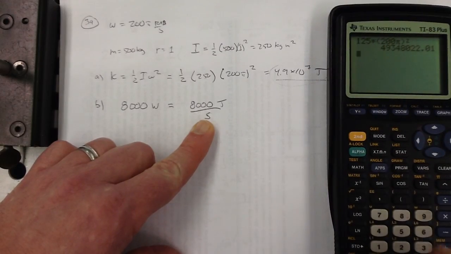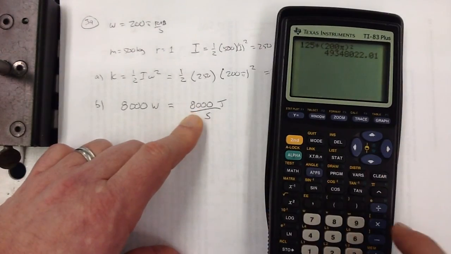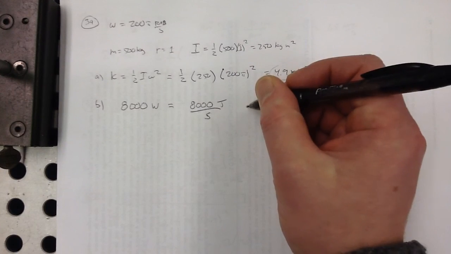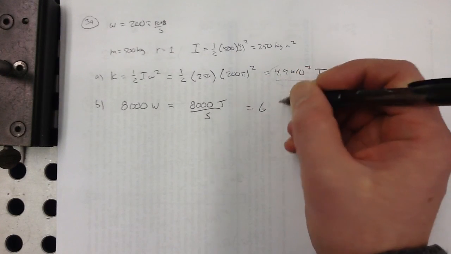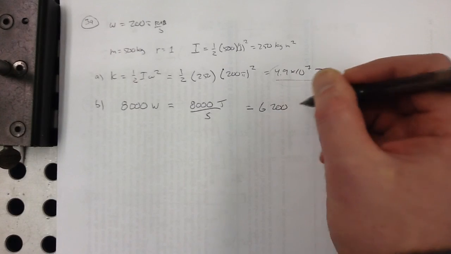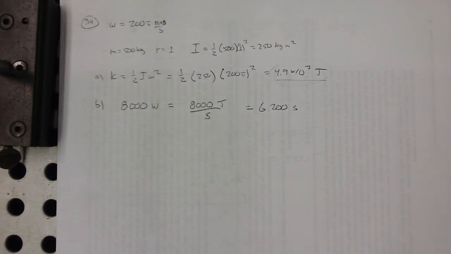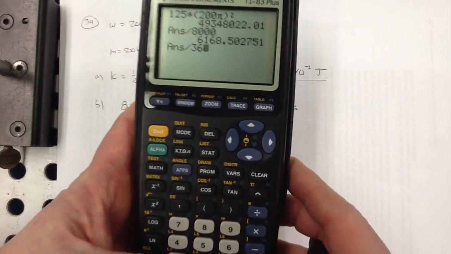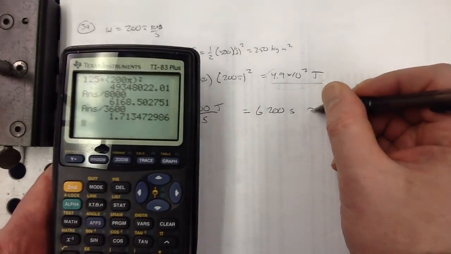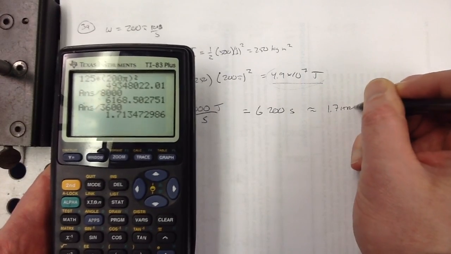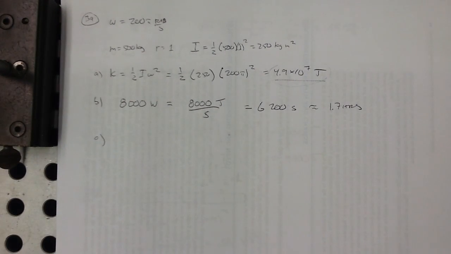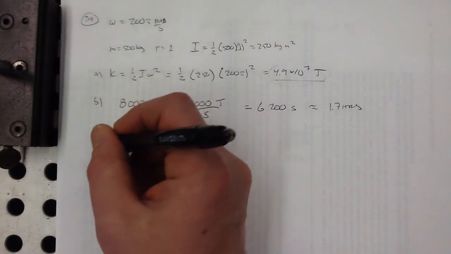So I have this much energy to start with, and I'm going to use 8,000 per second. So that's going to last me for about 6,200 seconds or so, right? And if you wanted, you could turn that into hours. You could divide by 3,600, so about 1.7 hours, if you like. And, oh, there is no part C, just kidding.